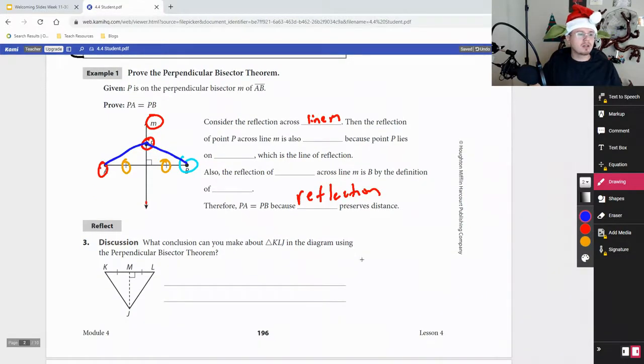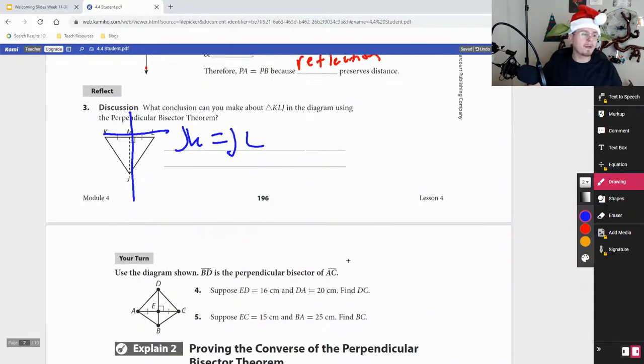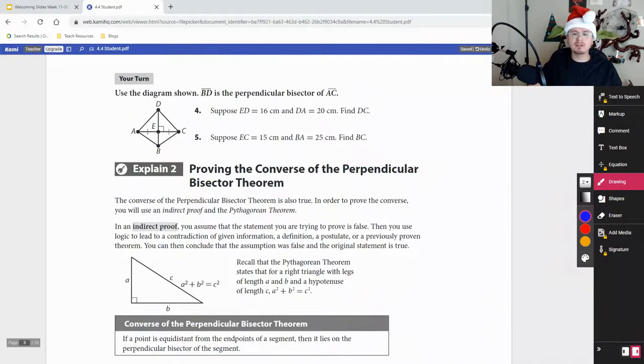So what conclusion can you make about KJL in the diagram using the perpendicular bisector theorem? Well, this literally looks almost exactly the same. You could say that JK, just kidding, equals JL, just laughing, because point J lies on the perpendicular bisector of KL. So here's KL. This is the perpendicular bisector. It cuts it perfectly in the middle. K and L are equidistant. Therefore, the line segments are also equal. Hopefully that's clicking. There's your turn. Take a second. Pause before you let me do the work for you. Please have some integrity out there in the internet world.